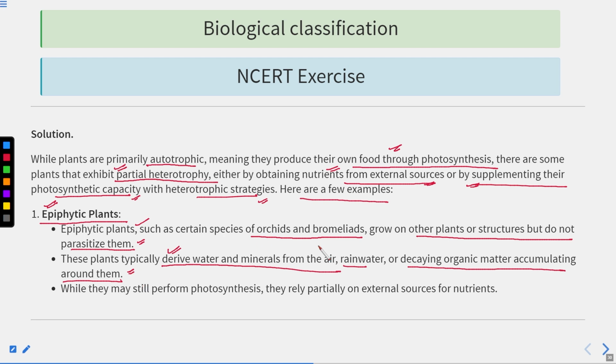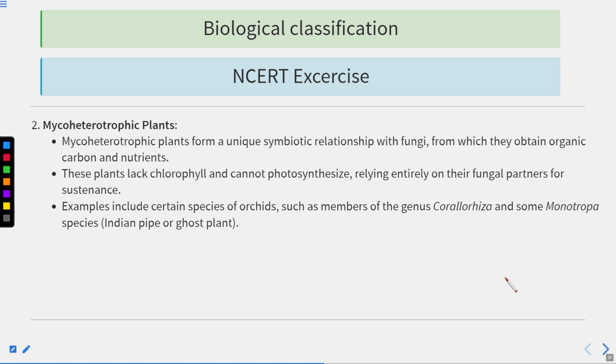around them. So they are attached to other plants, that could be a branch or the main stem of the tree. When the bark is decaying, they take that organic matter and accumulate it around themselves. While they may still perform photosynthesis, they are actually green in color and have leaves, so they can do photosynthesis. But still they rely partially on an external source for the nutrients. So this is one of the epiphytic plants.